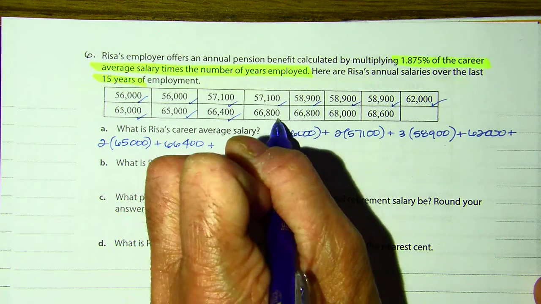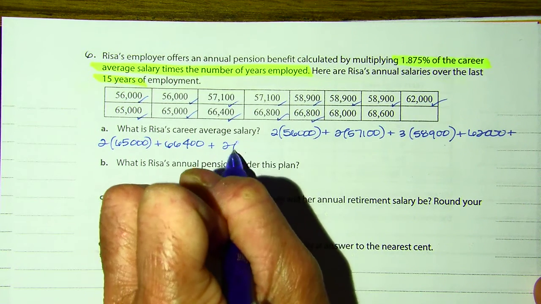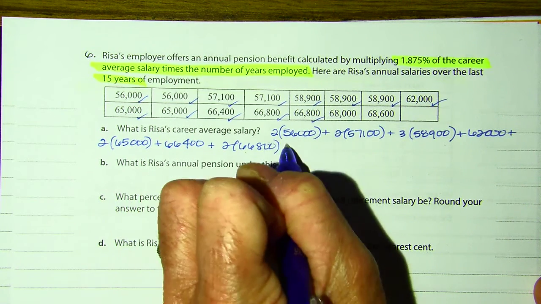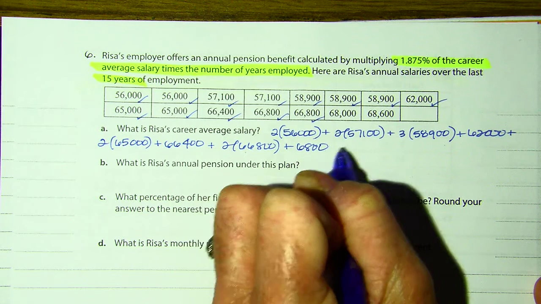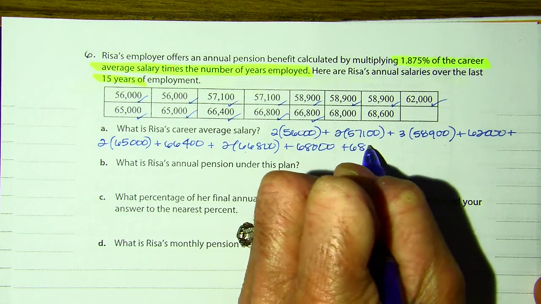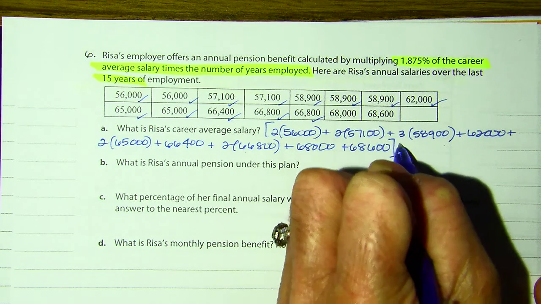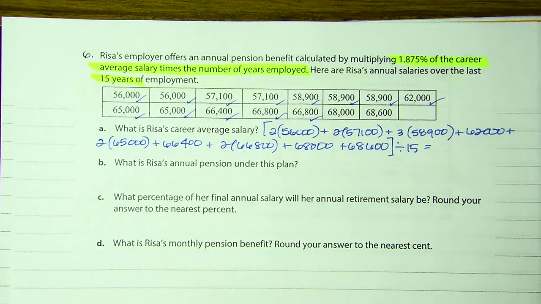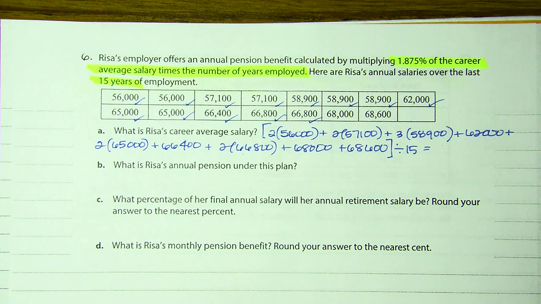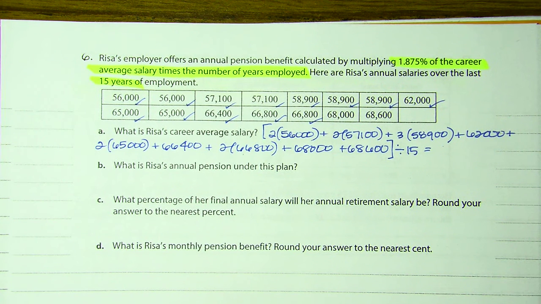Plus there are 2 66,800s, 1 68,000, and 1 68,600. And you're going to divide all of this by 15, right, to find our average. So I entered all of that, and I'll enter it again.